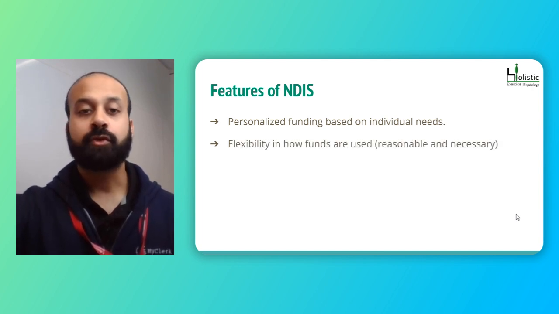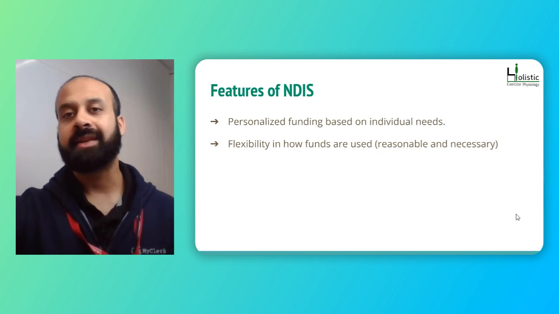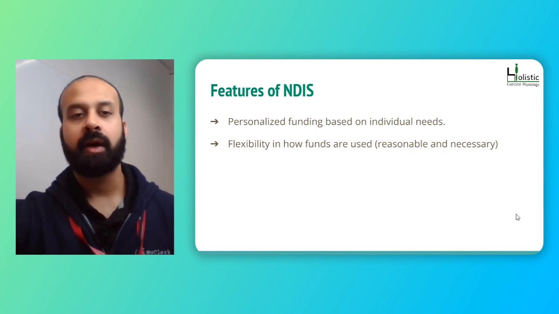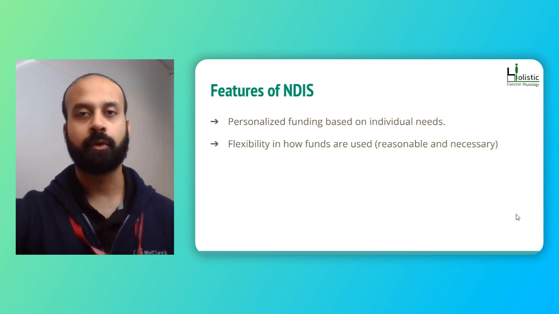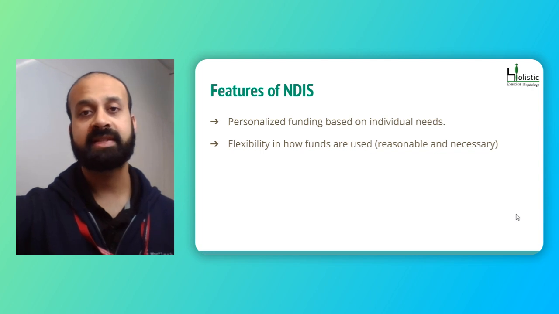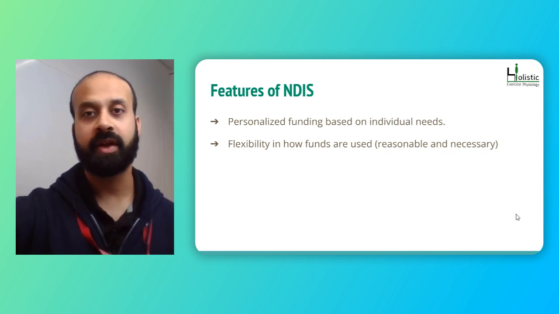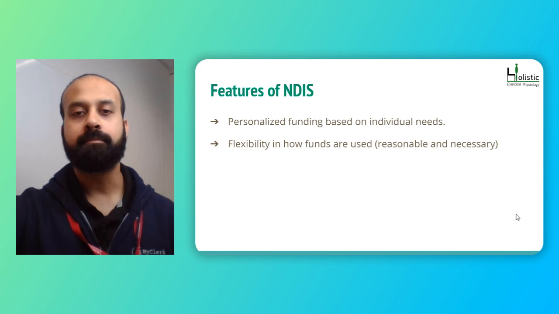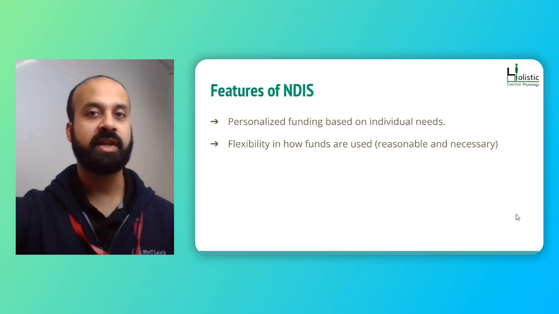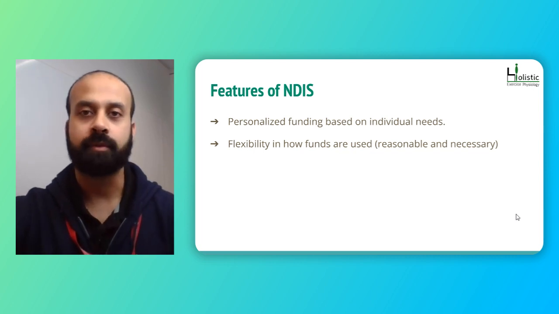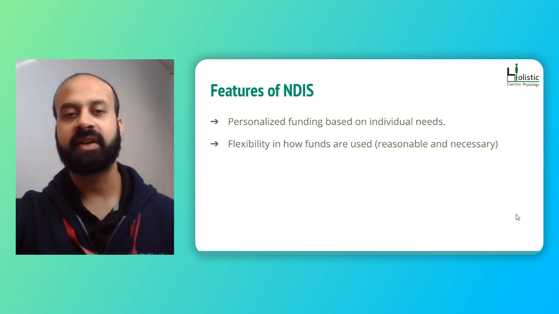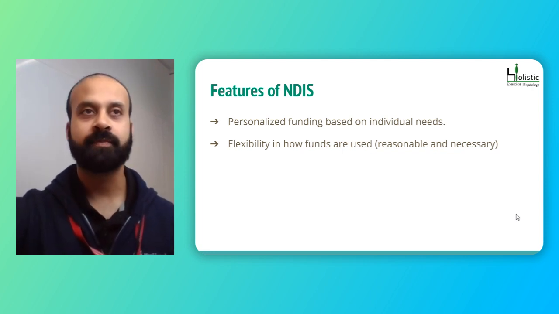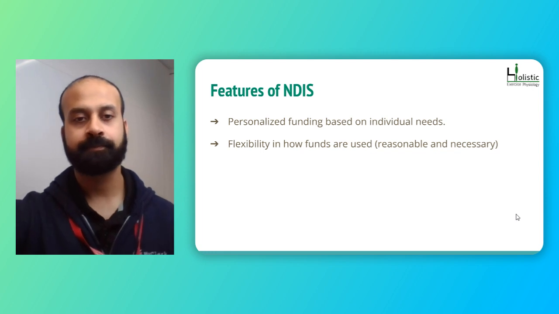Within the NDIS, there's also flexibility in how the funds are used, as long as they're what they call reasonable and necessary, but there is an amount of flexibility. So for example, somebody who has funding for a particular service, let's say hydrotherapy to improve their balance, may, based on the therapist's advice and consultation, then use that funding in a different setting, for example, in a clinic or in the home environment, right? So that's just one example of how the funds are flexible. They're not set in stone, so to speak, okay?